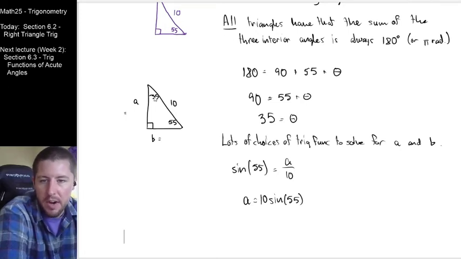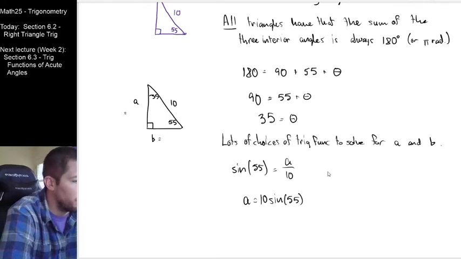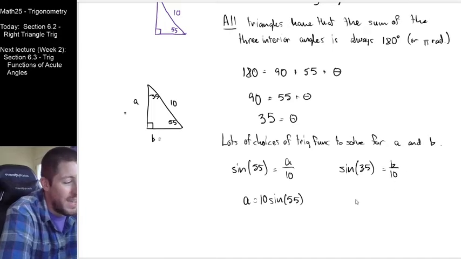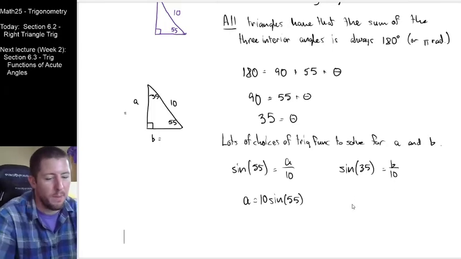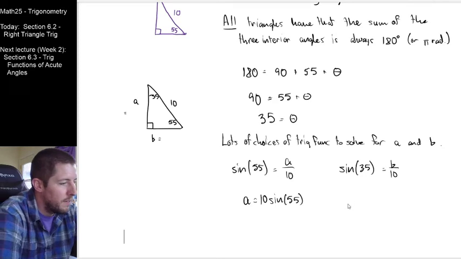Relative to the 35-degree angle, notice that B is opposite, just like A was opposite 55. B is opposite 35 here. So I could talk about the sine of 35 being B over 10. And again, real quick, I just got to do a quick multiplication by 10, and I'm done here. It looks like B is going to be 10 sine 35.